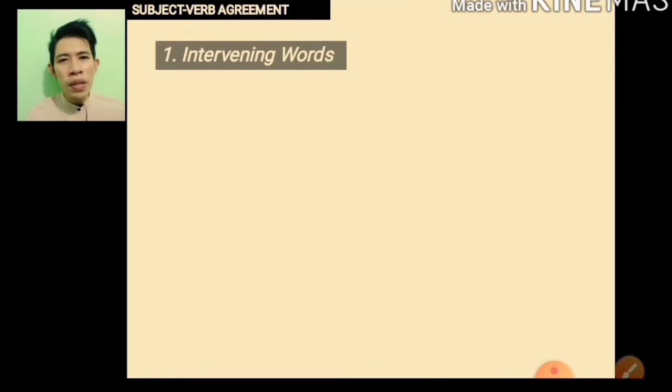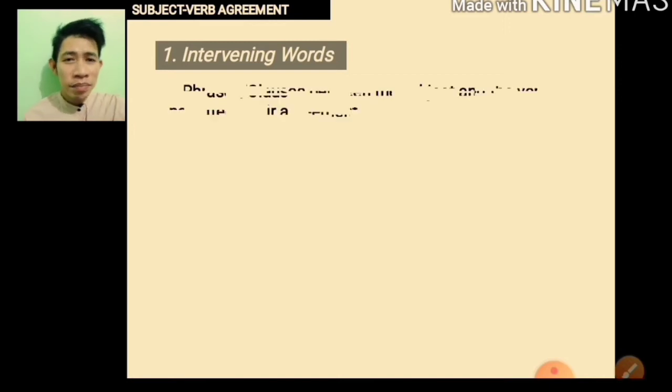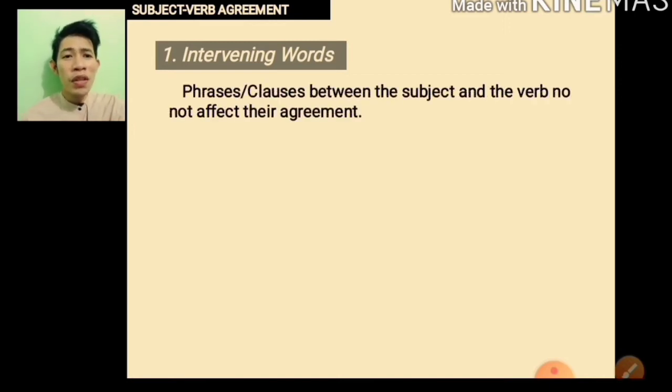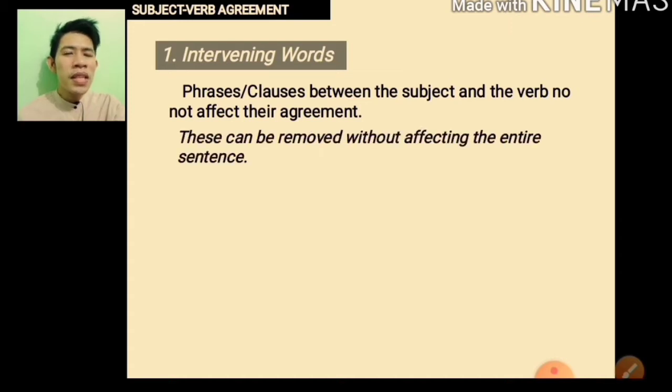Ang intervening words, ito yung mga, kumbaga, panggulo, or yung nanggugulo lang siya. Diba? Nanggugulo lang siya sa sentence. Phrases or clauses between the subject and the verb have no effect on their agreement. Again, may mga phrases or clauses daw that is in between with the subject and the verb, hindi siya nakaka-apekto sa agreement ng subject and the verb. This can be removed without affecting the entire sentence. So, pwede natin siyang i-remove. Once na ma-remove natin siya, then the sentence is still complete. Then that is intervening words.